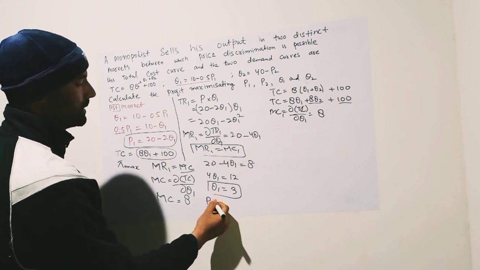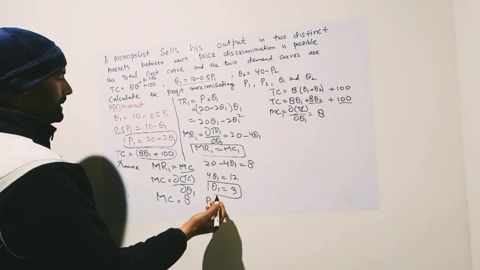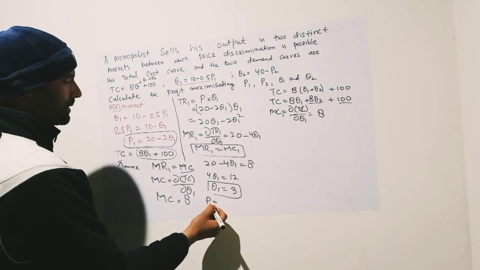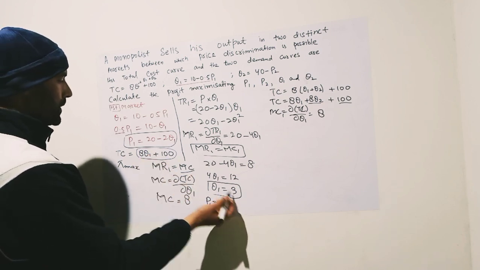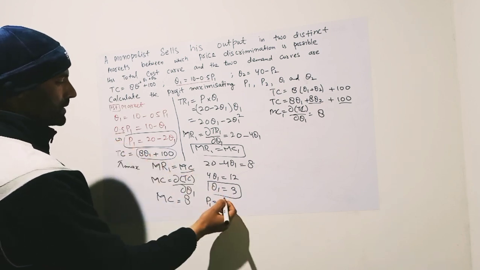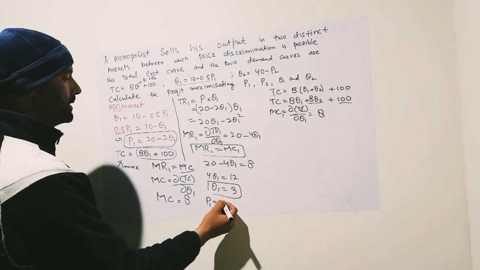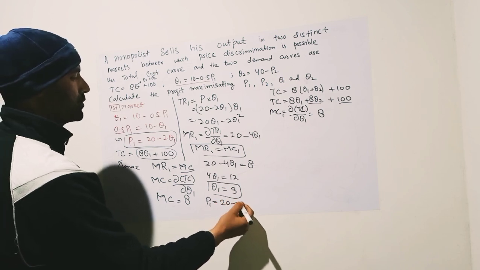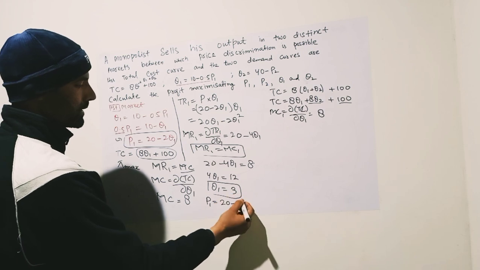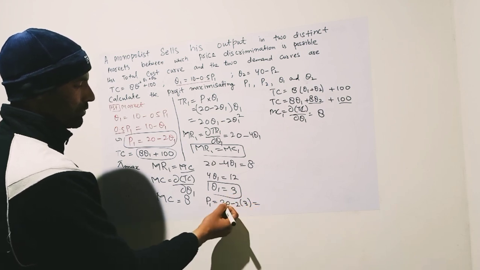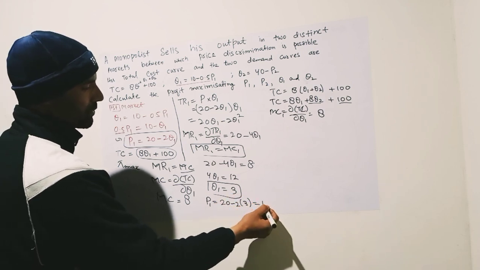Corresponding to this, what will be the price? Simply put the value of q1 in this inverse demand function to get the equilibrium price in the first market. So we have 20 minus 2 times the value of q1, which we got here as 3, which is 20 minus 6, which comes out to be 14.